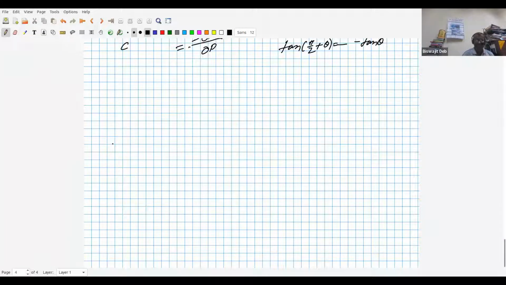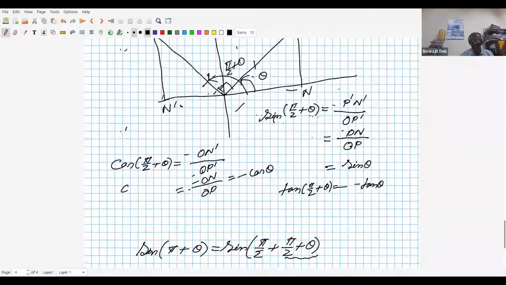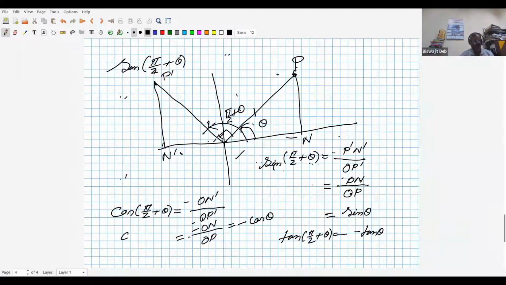If I combine this result, I can also move forward and write, first, sine. What is sine of pi plus theta? I can write this to be sine of pi by 2 plus pi by 2 plus theta. So if I consider this portion to be my theta, then it is sine of, what is sine of pi by 2 plus theta? Let's see. Sine of pi by 2 plus theta is sine theta.